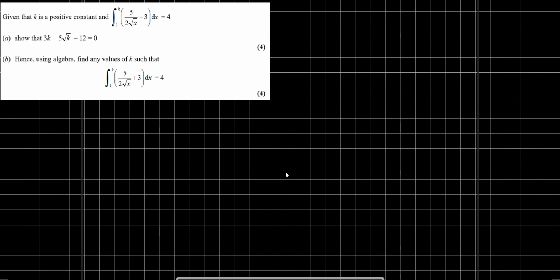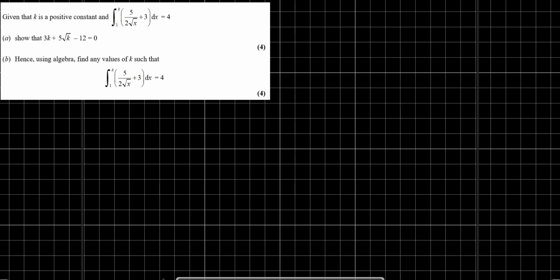Given that k is a positive constant and the integration of 5 over square root of x plus 3 dx from k to 1 is 4, show that 3k plus 5 square root of k minus 12 is 0.